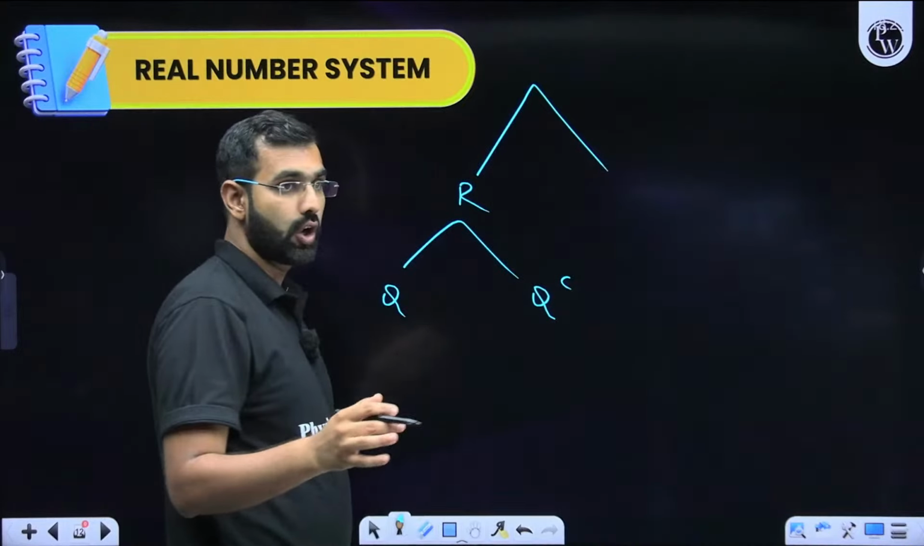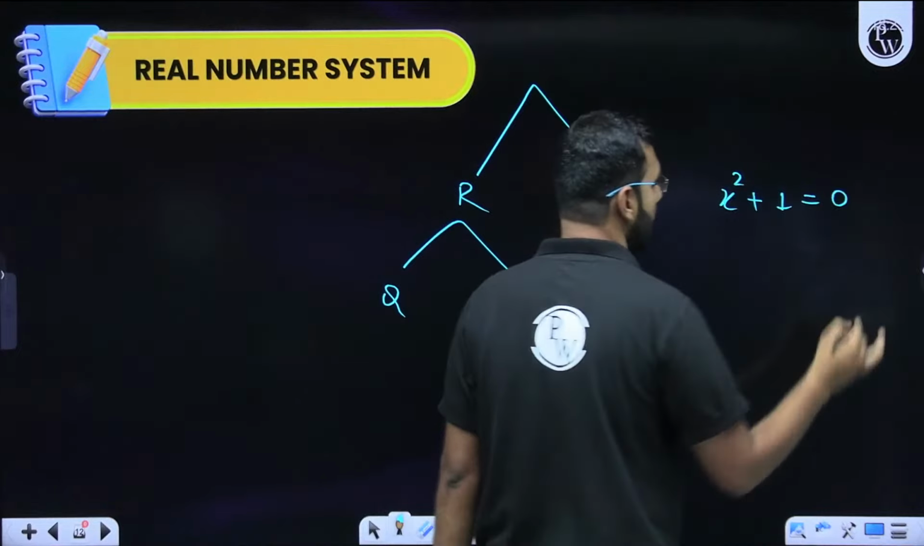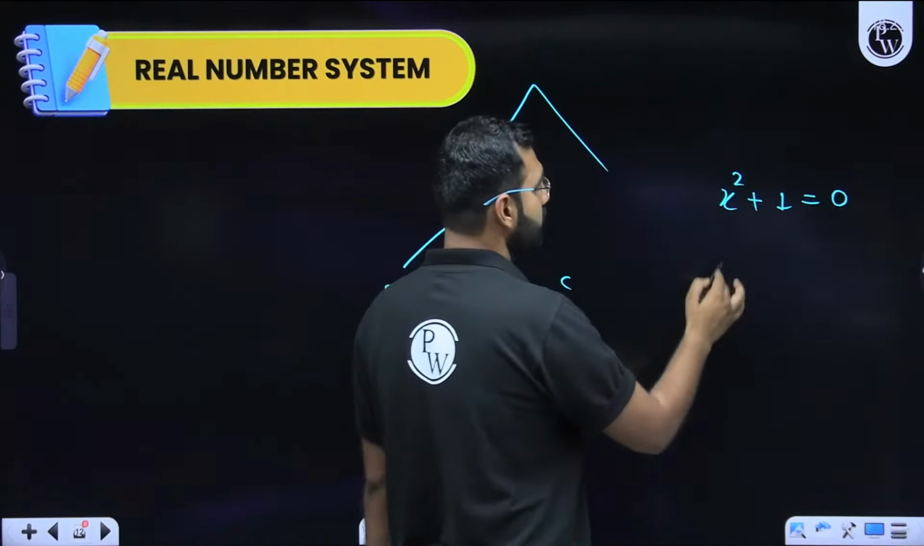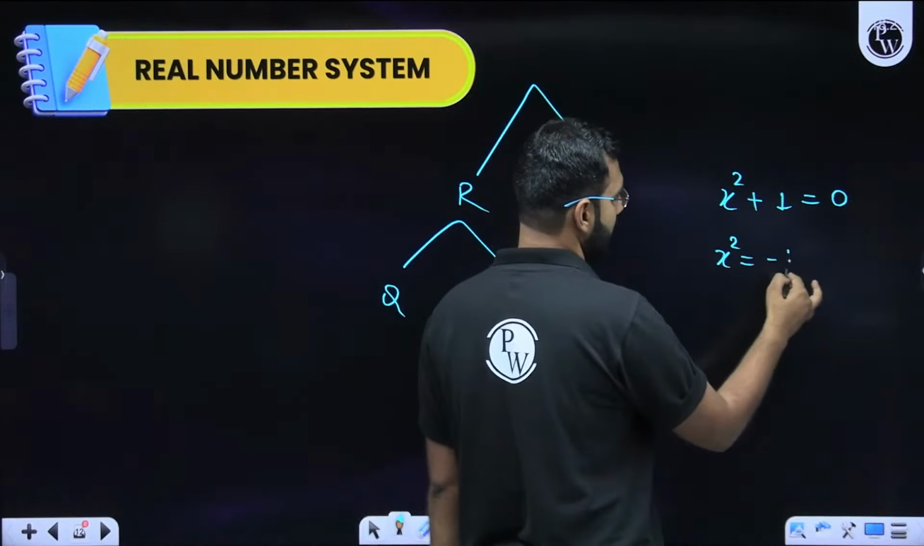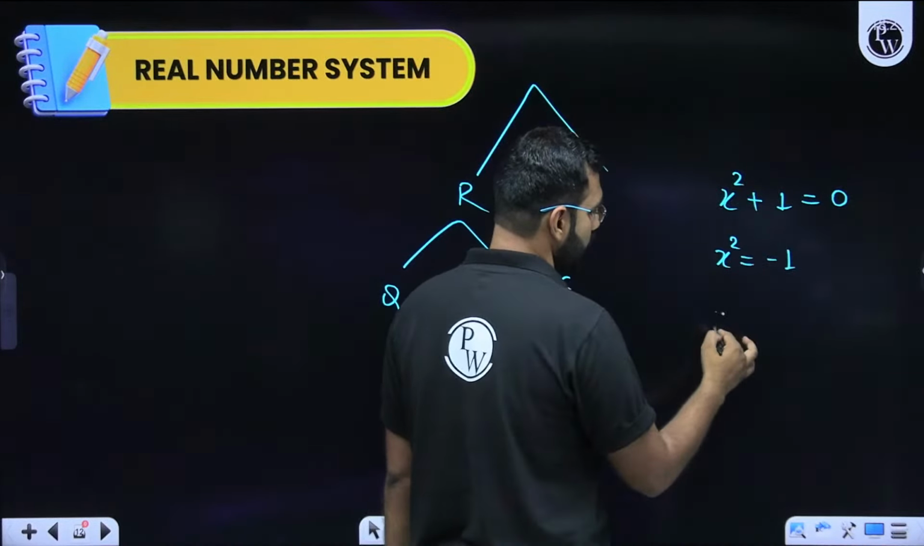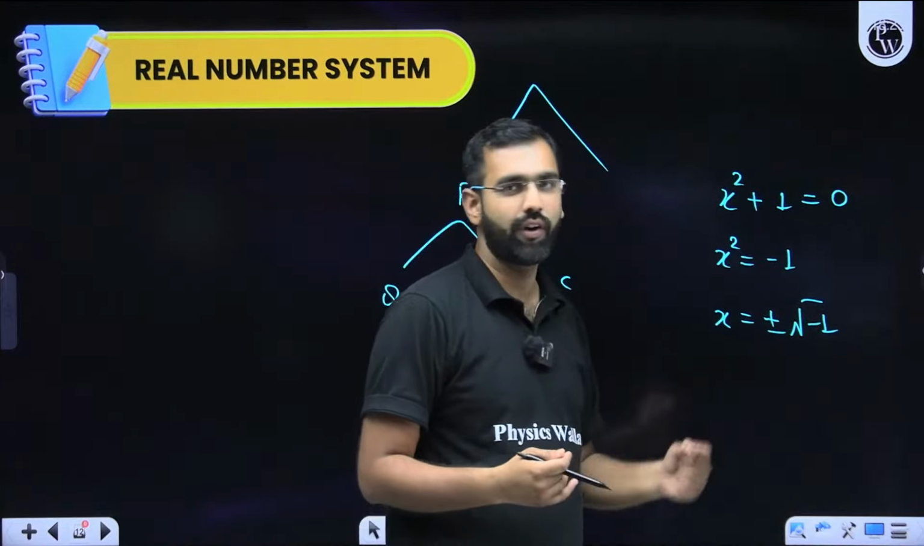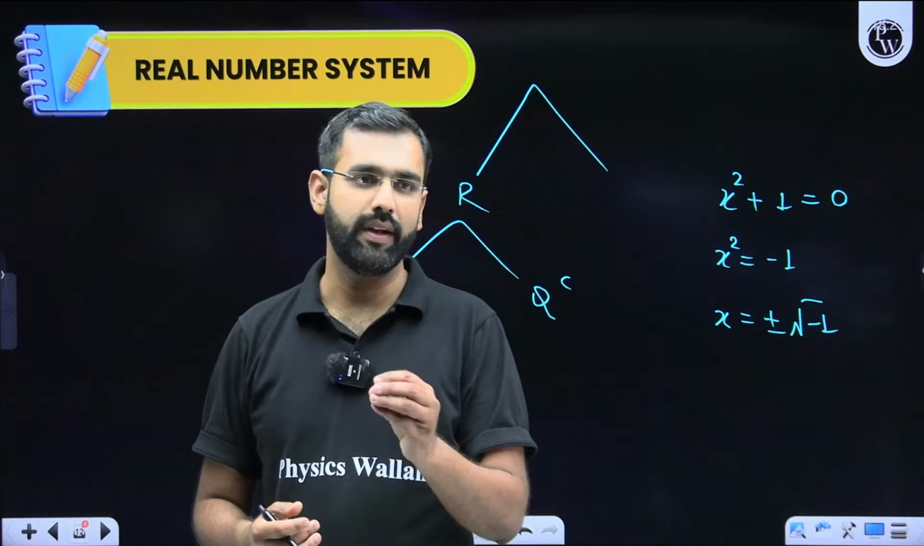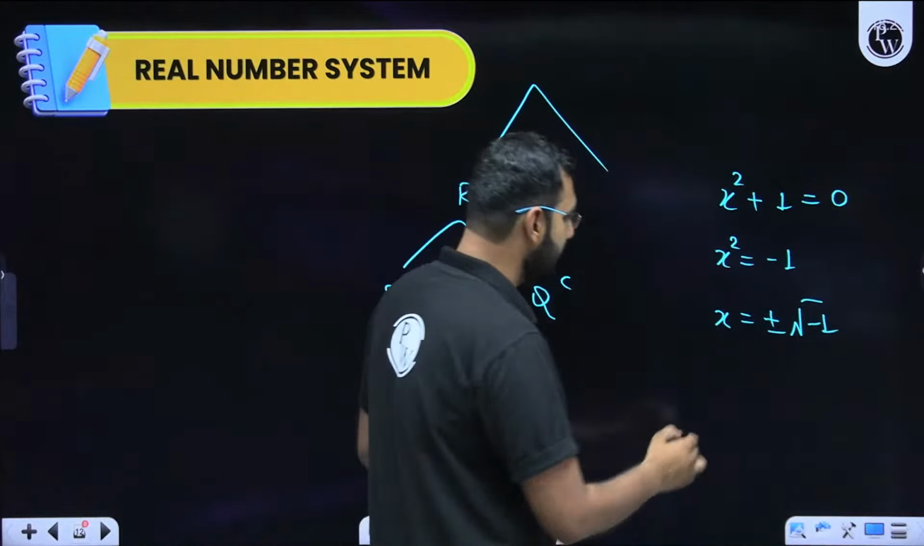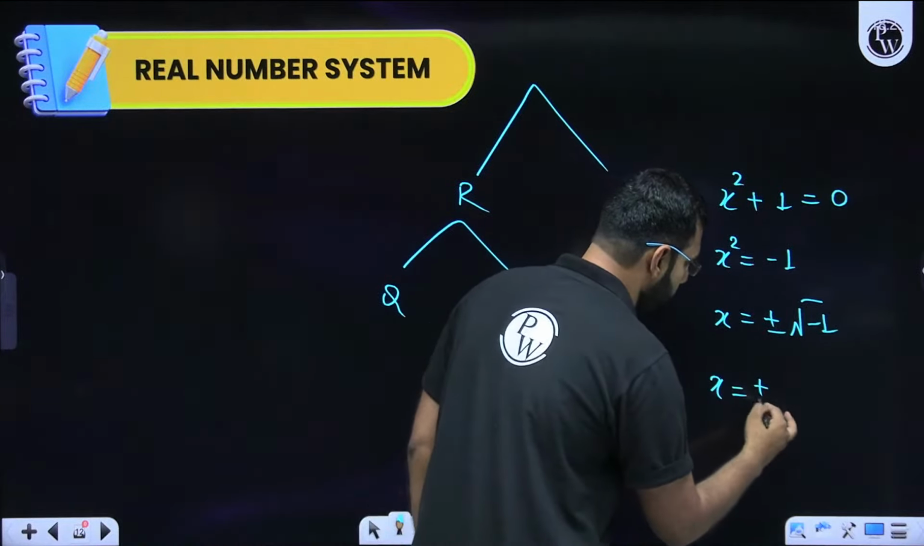So there is a concept of imaginary numbers. For example, if I were to solve this equation, x square plus 1 is equal to 0, I'll be solving it like this: x square is equal to minus 1. So we say that x will be plus minus under root of minus 1. Euler was a mathematician who suggested that, let's assume for a while, that under root of minus 1 is represented by iota. So there we say that x is equal to plus minus iota.